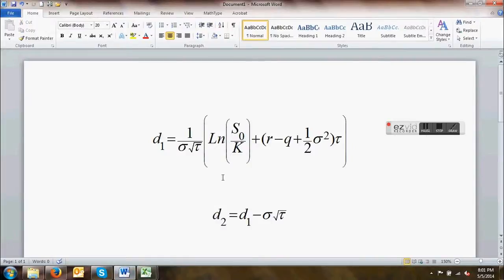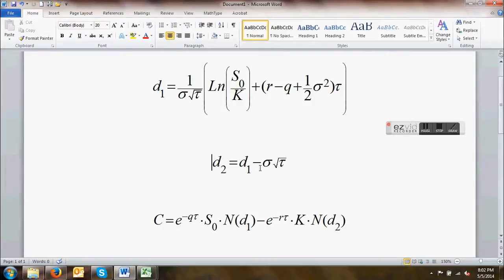We're going to multiply that quantity by the natural log of the current stock price, S0, divided by the strike price, which is K. We're going to add to that the risk-free rate minus the dividend yield plus 1/2 the volatility. This is sigma squared. This is sigma in the spreadsheet. And then we're multiplying that by tau. D2 is simple. It's just D1 minus sigma times the square root of tau.